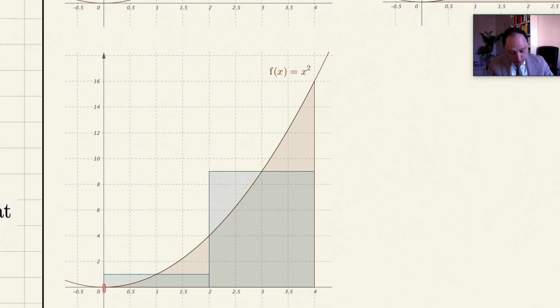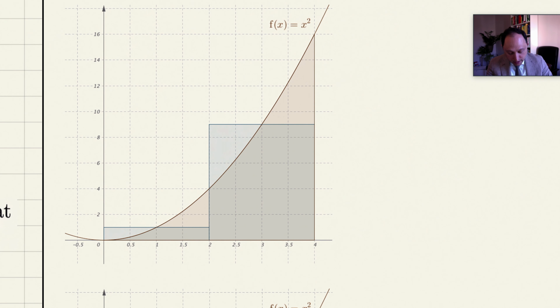So the interval from 0 to 4, this time I want to divide it into 2 sub-intervals. From 0 to 4 I divide it by 2, so it becomes 0 to 2 and from 2 to 4. And I will do the same thing for each one of these sub-intervals. What do I mean by that?